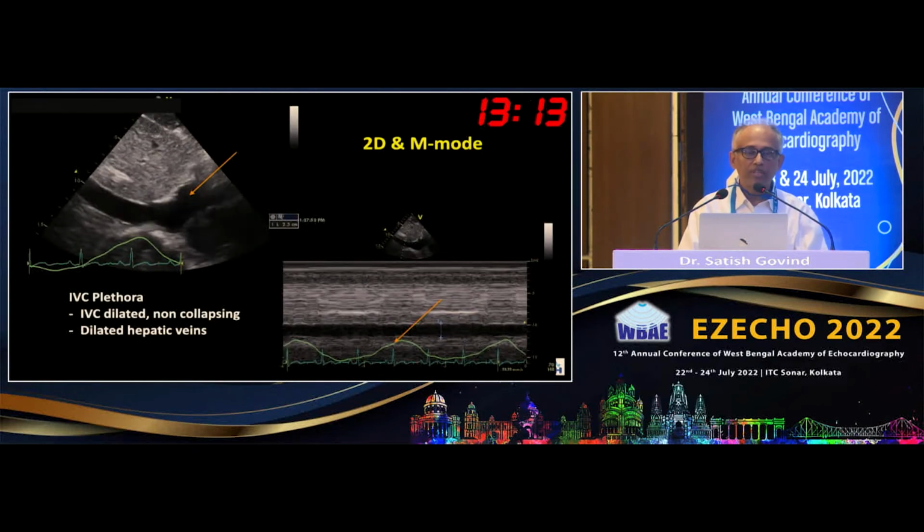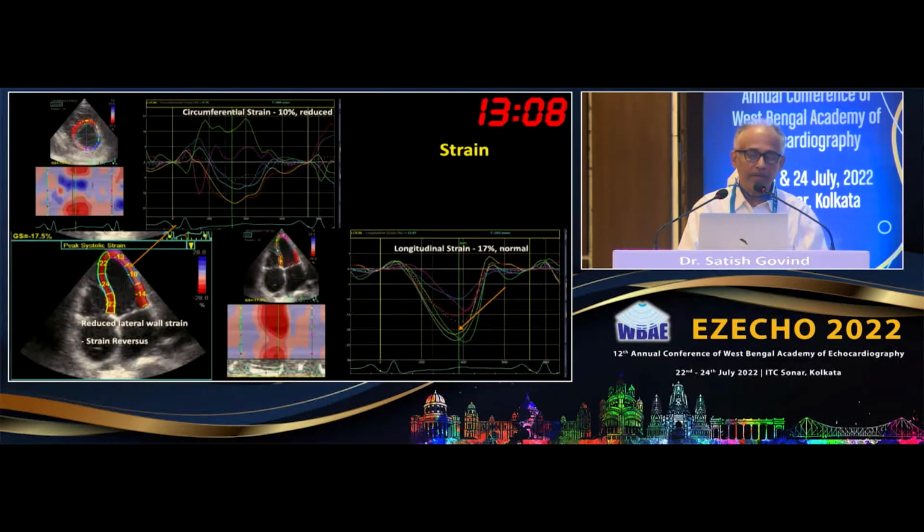And then this IVC plethora, again, we are familiar with. So you have these hepatic veins and then the IVC dilated. And then how does strain help? You have the circumferential strain going to be decreased, and then you have the longitudinal strain which is going to be retained here. So here again it's a little bit of a compensatory one as far as the GLS is concerned.